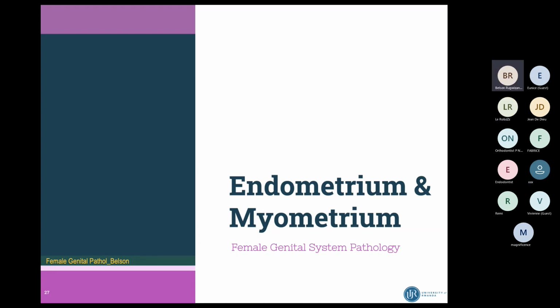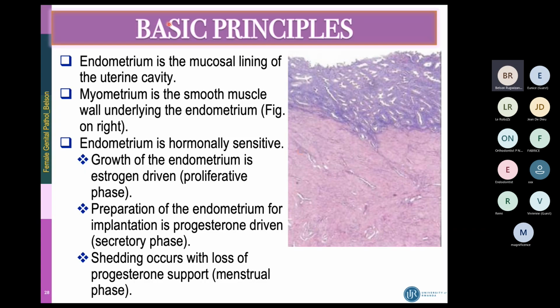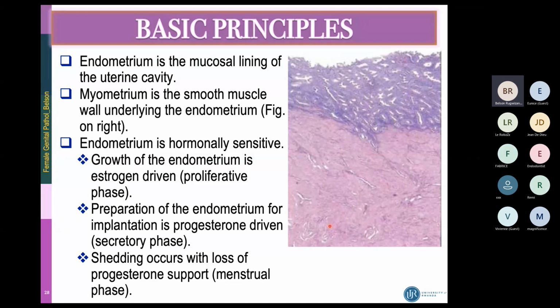Okay, thank you. So we proceed with the diseases of the endometrium and the myometrium. As you know, these are components of the uterus. So the endometrium, as you know, is the mucosal lining of the uterine cavity, and in this diagram it is just here, which is blue with glands, and the myometrium is below it.